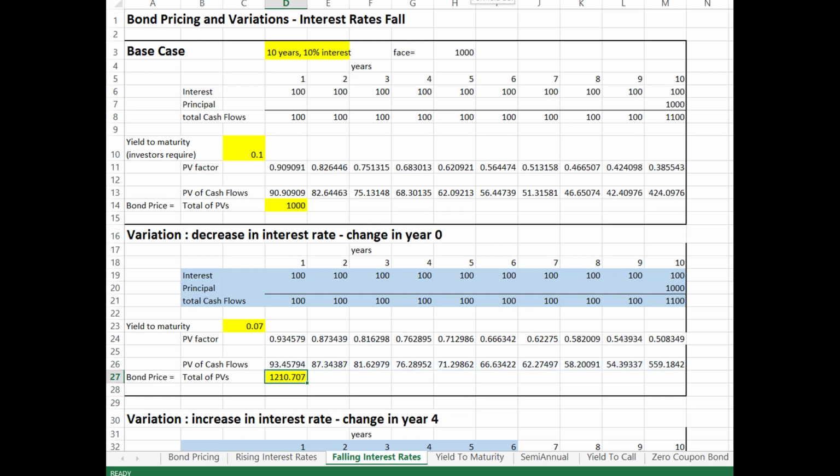So now, if the interest rate at time 0 goes down from 10% to 7%, that means investors really want it, right? If you're going to pay 10% per year and the rate you really need is 7, then you're willing to bid up the price. So notice this is higher. So as the interest rate is lower, the price is higher, right? As I mentioned, it's opposite effect, opposite direction.